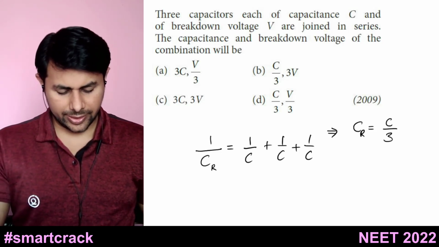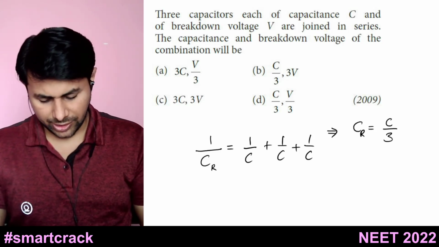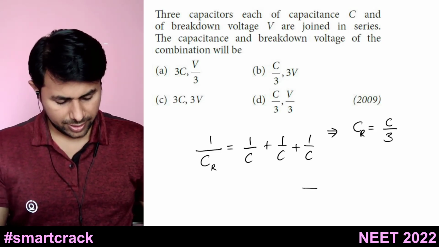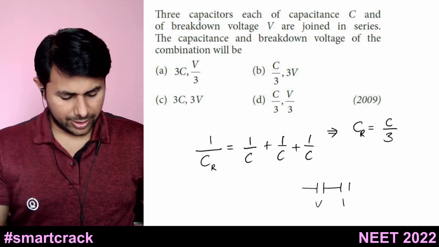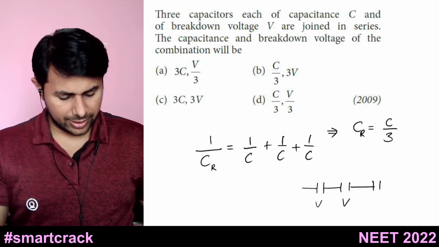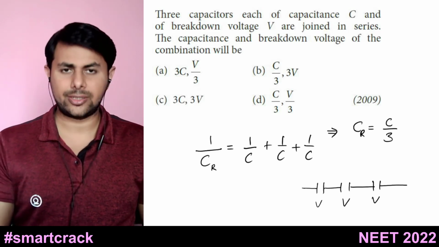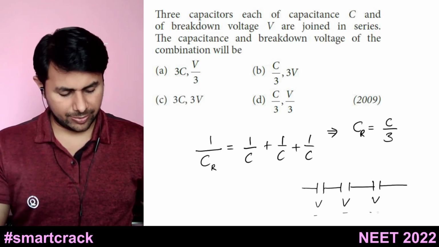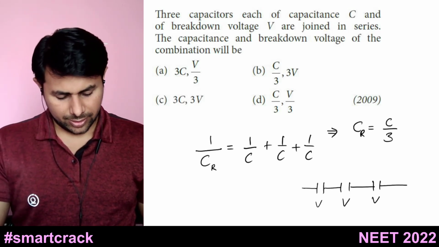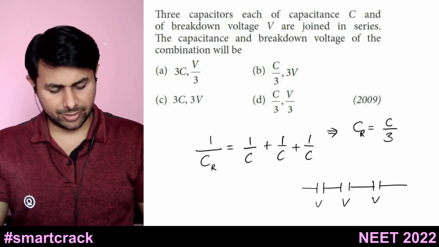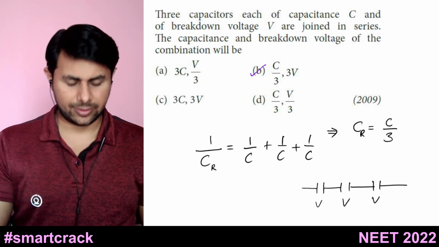And what about the potential difference? The potential difference between these two plates is V, between these two plates it is V, and between these two plates also it is V. So it is V plus V plus V, which is 3 times V. So C by 3 and 3 times V should be the answer.